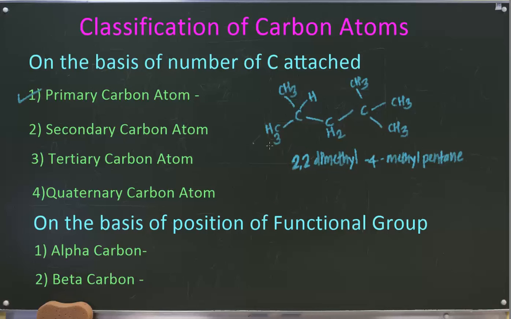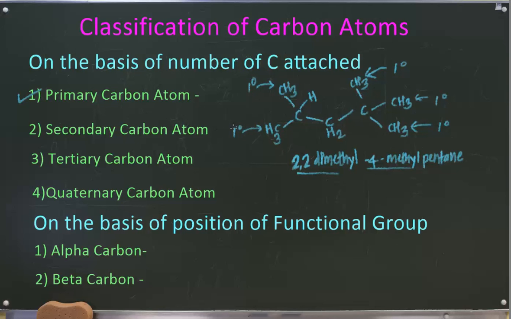For example, if you look at this example, 2,2,4-trimethylpentane, here you can see this carbon over here is attached to only one carbon atom. Therefore, it is called a primary carbon atom. Similarly, this carbon over here is a primary carbon atom. This is also a primary carbon atom since it is attached to only one carbon atom. This carbon atom is also a primary carbon atom.